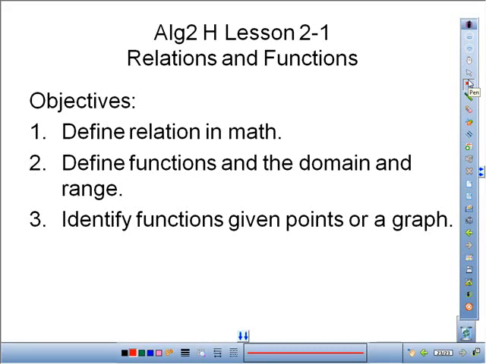Algebra 2 Honors, Lesson 2-1, Relations and Functions. Here are the lesson's objectives.